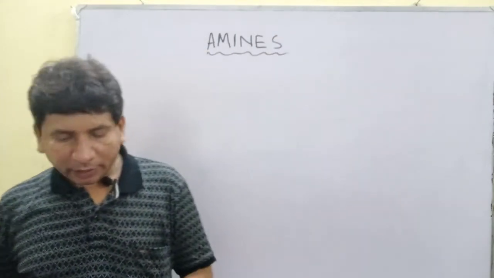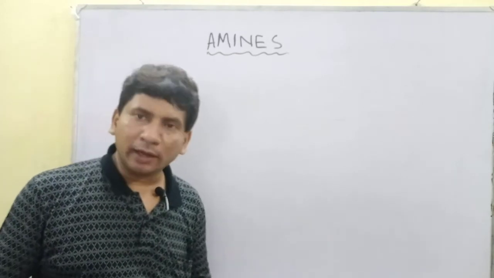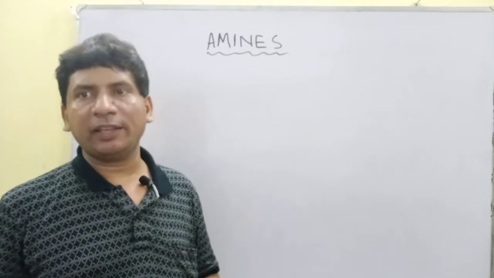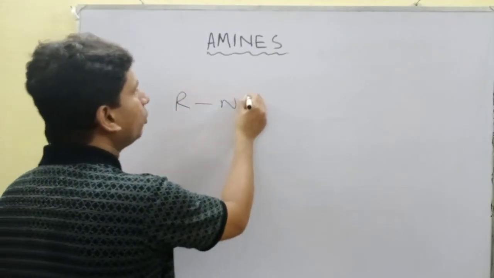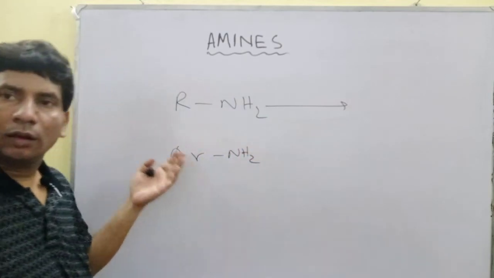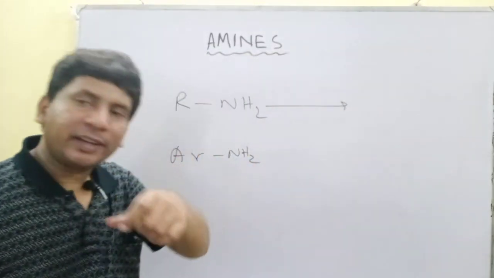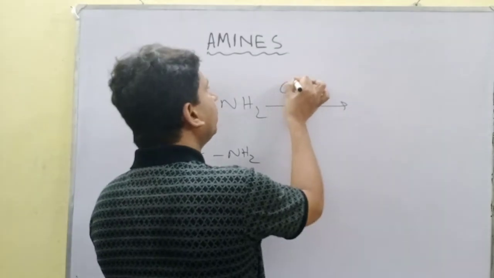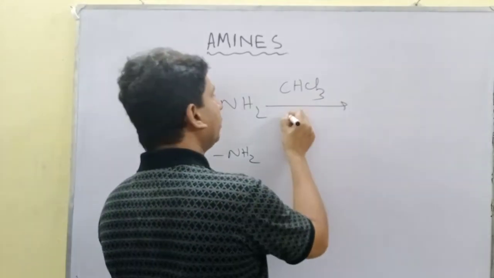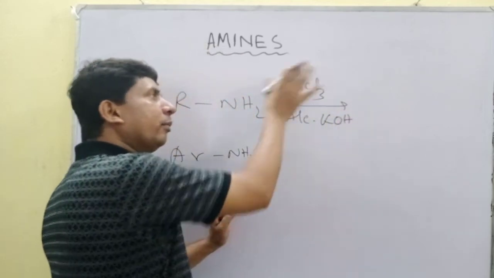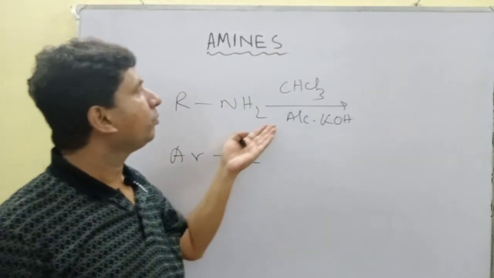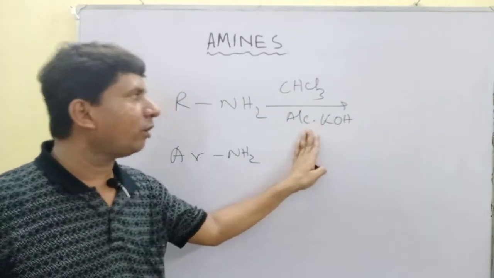And there is a very important test for aliphatic and aromatic primary amines, that means RNH2 or ArNH2. Primary aliphatic and aromatic amines react with chloroform in presence of alcoholic KOH. Very important reaction.